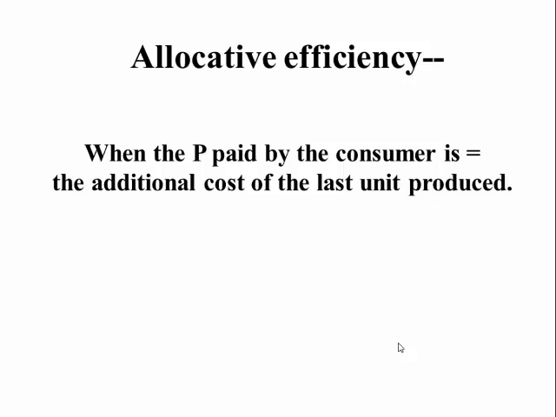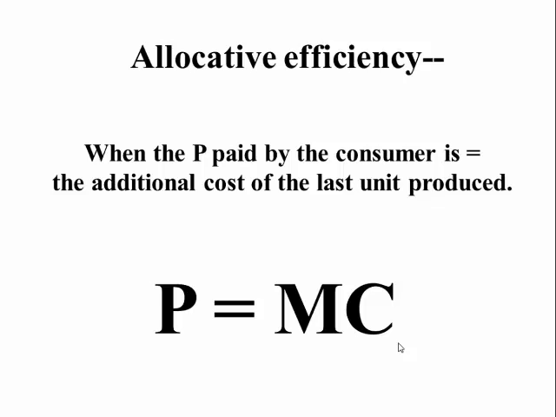So allocative efficiency, when the price paid by the consumer is equal to the additional cost of the last unit produced, is really P is equal to marginal cost. The price is equal to the marginal cost. We call this allocative efficiency because for the producer to produce an additional item, the additional costs start to climb. As each additional cost begins to climb, the firm is using up additional resources to produce that next item. So the marginal cost are the resources that are used to produce that next item.